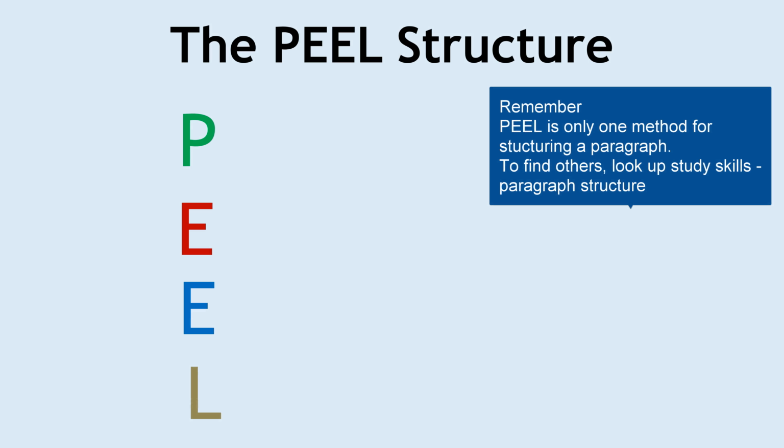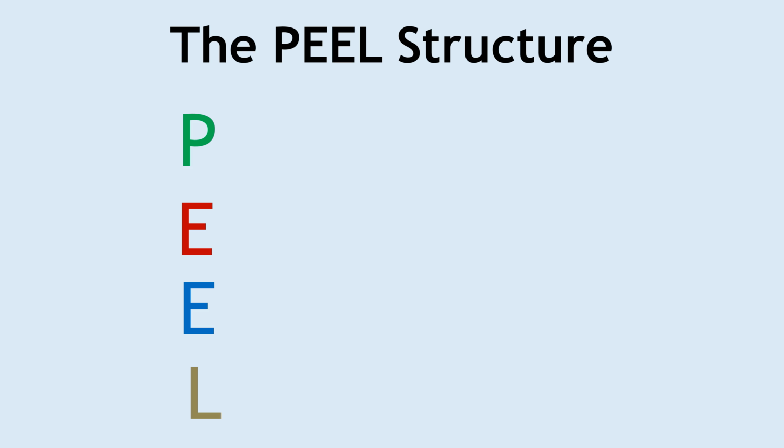Here is a summary of the PIL structure. P stands for point. What is the main point you wish to make in this paragraph? E stands for evidence. How can you support your point with evidence, such as primary or secondary research, examples, or statistics? Please remember that you will need to reference your evidence correctly.